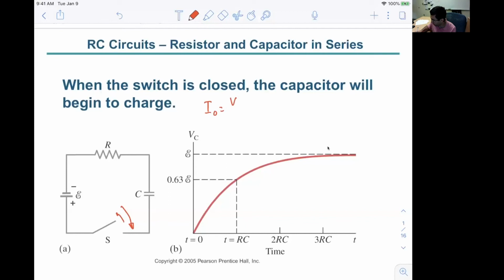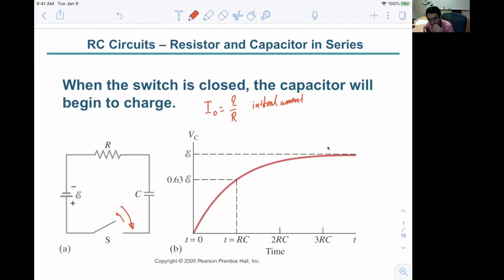V or epsilon divided by R. So whenever you close the switch, the capacitor doesn't have potential, and all the potential is going to be on the R, and the current is going to be epsilon divided by R. I assume no internal resistance.